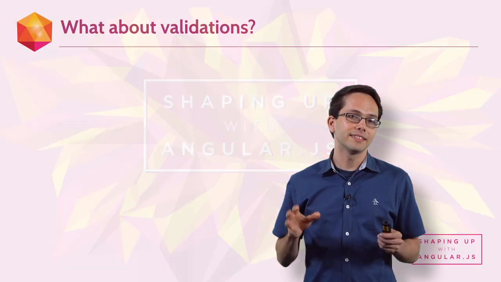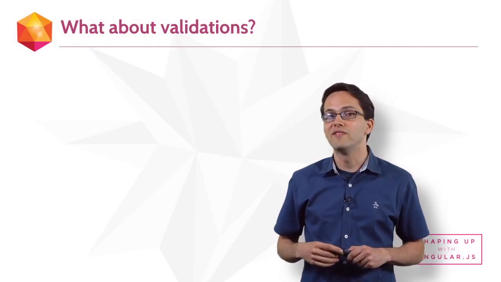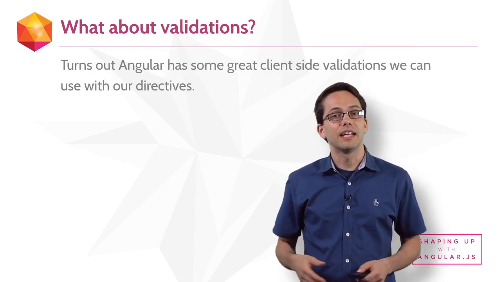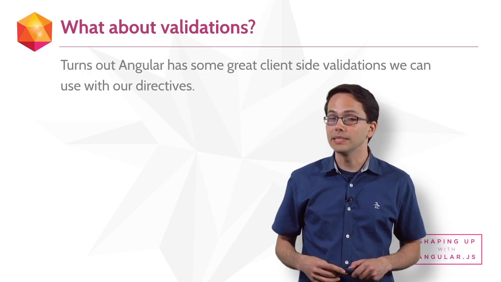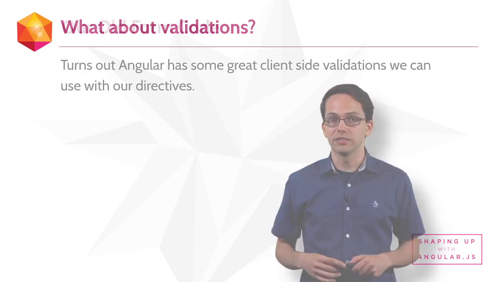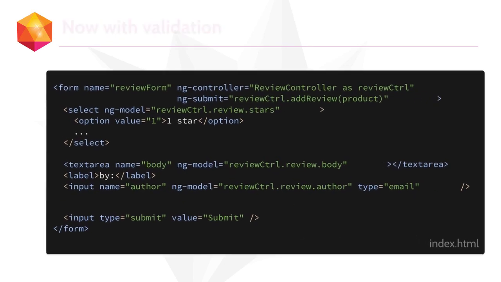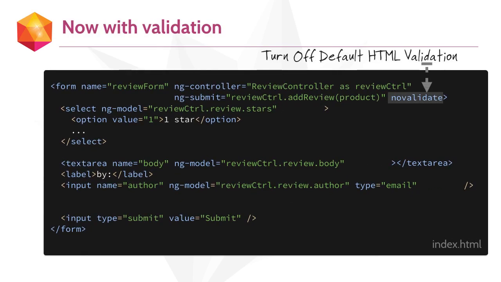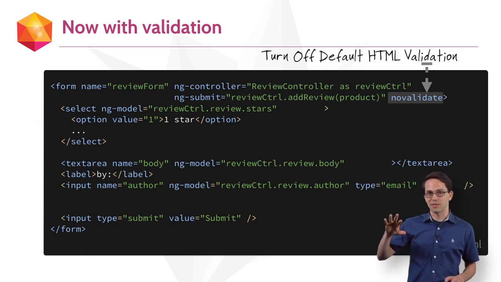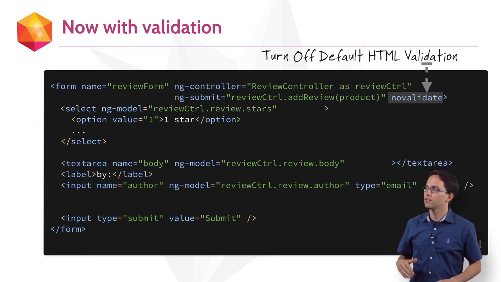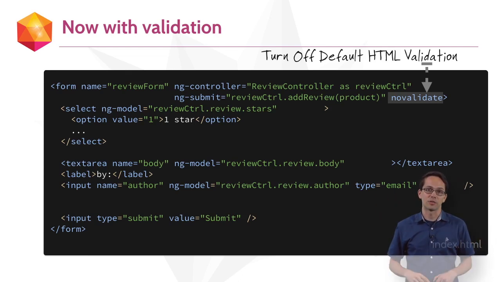Welcome back. In this section, we're going to be going over validations, because every form needs good validations, and Angular comes with some great built-in ones that you're going to want to use. To add validations to our review form, the first thing we need to do is to turn off default HTML validations. Browsers sometimes have this built in, and we don't want that. We want to be more consistent.